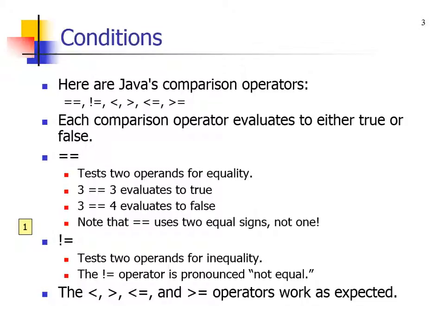So, for an example, 3 with two equal signs 3, is that a true statement? 3 equals 3, right? 3 equals 4. Is that false? So you'd have a false statement. Always remember when you're doing the comparison that you have the two equal signs. Not equal checks for the inequality of the individual.